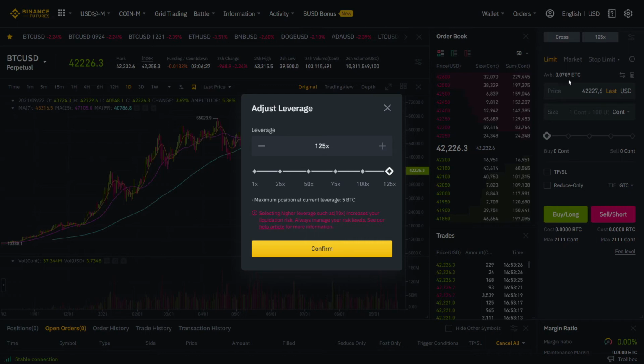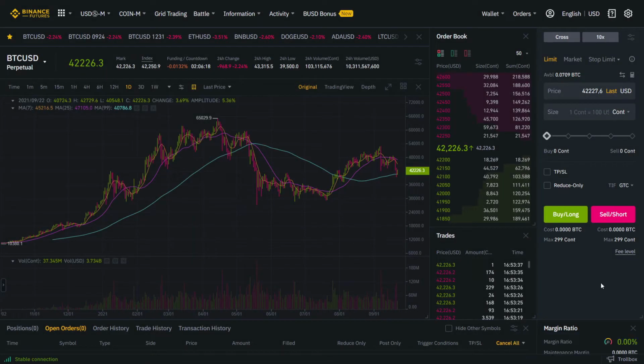You have to realize that it's not just the volume traded that is 125 times more, but also that you're paying 125 times more fees. Try to keep it at 10x or below. That will also give you a good margin to reduce the risk of liquidation due to high market volatility.